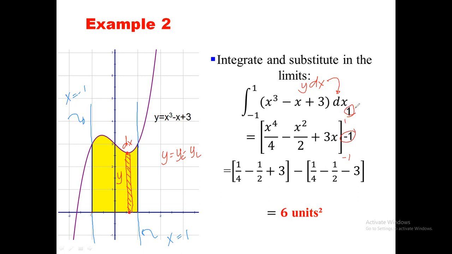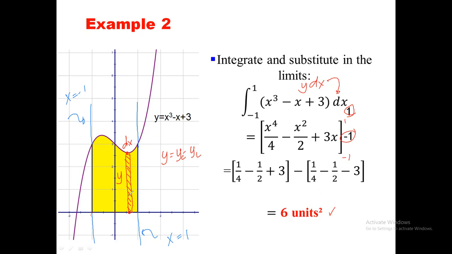Okay, if you substitute your limits, the upper limit first and then the lower limit next, your answer for this area is 6 units squared. You know it has to be squared because when you speak of the area, it has to be squared. Now, any question?